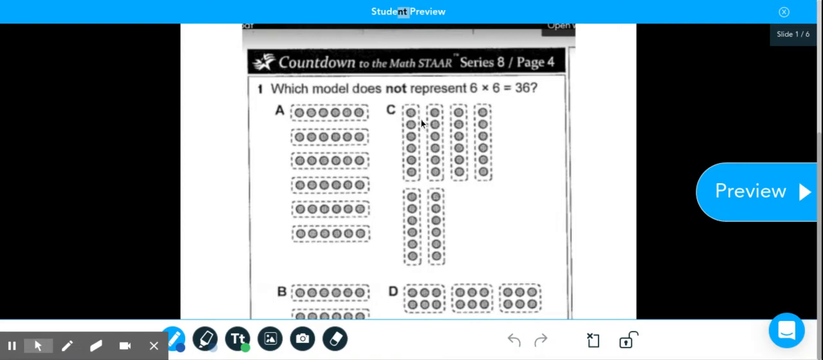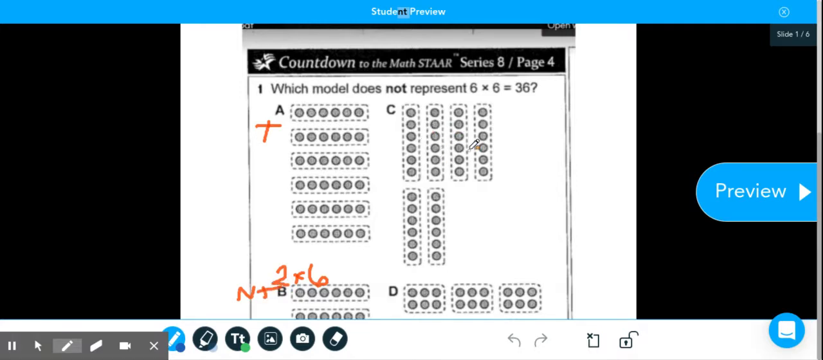Okay, it says, which model does not represent 6 times 6 equals 36 on number 1? Okay, guys, so when you count it on A, there are 6 groups and there are 6 in each one, so that is true. For B, there are 2 groups and 6 in each group, so that would be 2 times 6. Okay, so that one is not true. Let's look at what the other one has.